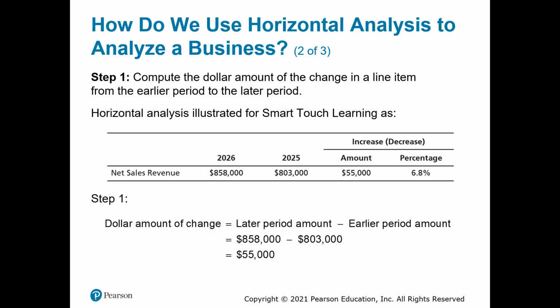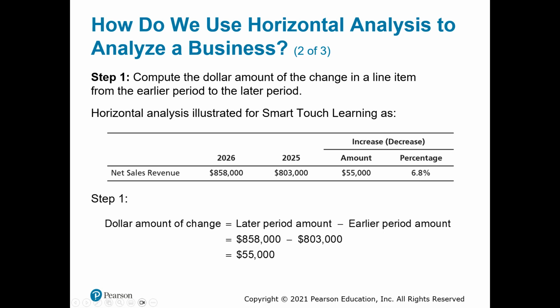And how you do that is basically you always find the amount of change that you had during the period, and then you divide it by the prior period amount. So in this case, we've got Smart Touch Learning. They went up by $55,000 in sales revenue from $803,000 to $858,000.